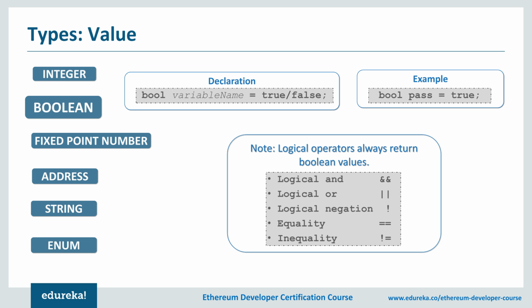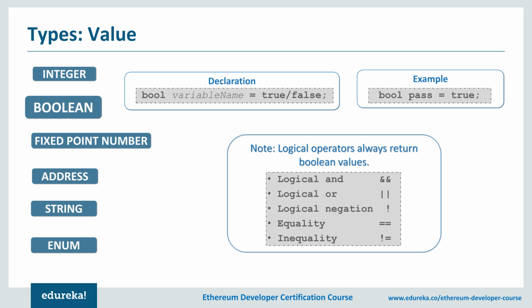Next, we have Boolean values. Now, as I said, Boolean values are of 2 types. They're either true or false. They're declared using the bool keyword followed by the variable name and then actually specifying whether the Boolean is true or false. For example, out here, we have a Boolean called pass and it has been assigned to true.